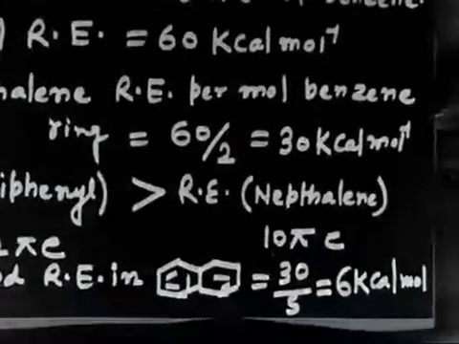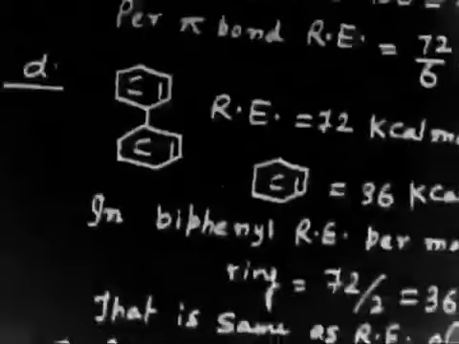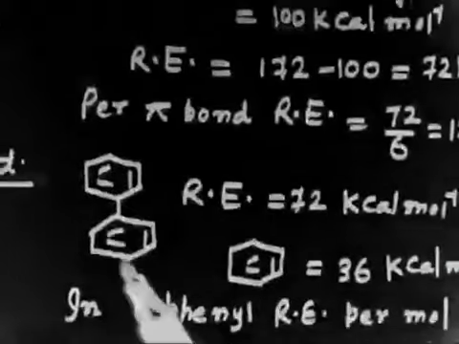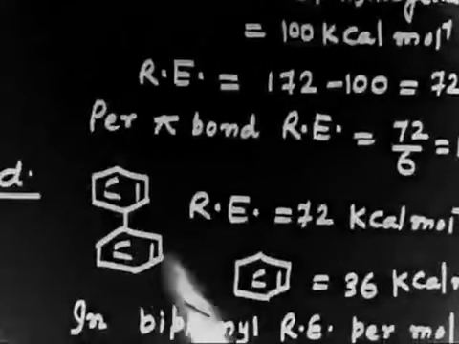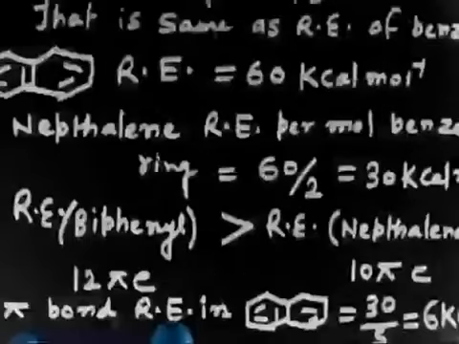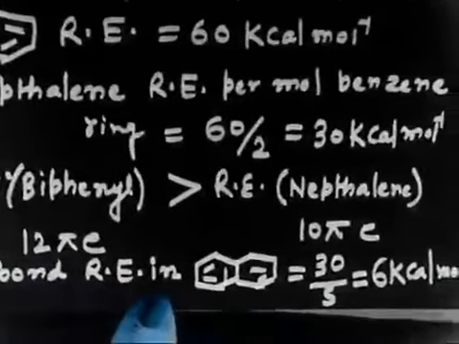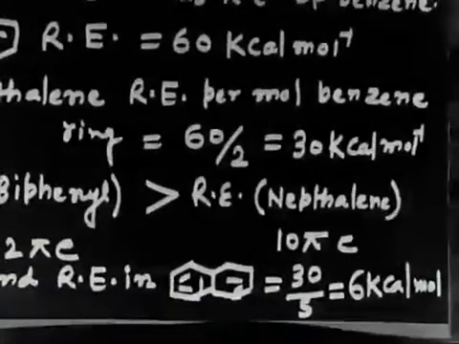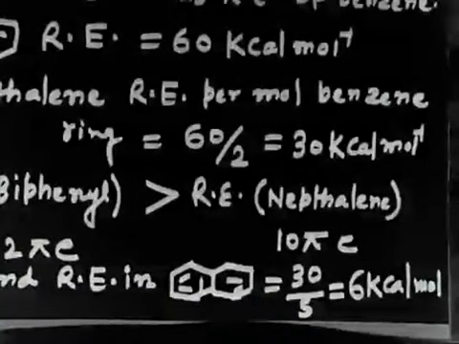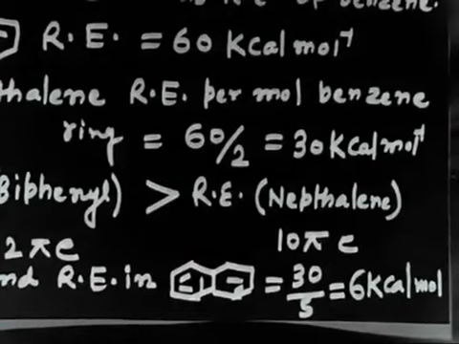So if you compare in terms of 1 pi bond, both have the same resonance energy. You see the resonance energy of biphenyl per double bond is 36 by 6, that is again 6 kilocalorie per mole. In the case of naphthalene also, 30 by 5, that is 6 kilocalorie per mole. So in naphthalene and in biphenyl, both have the same resonance energy in terms of per mole of double bond. That is important. We'll discuss the next problem.